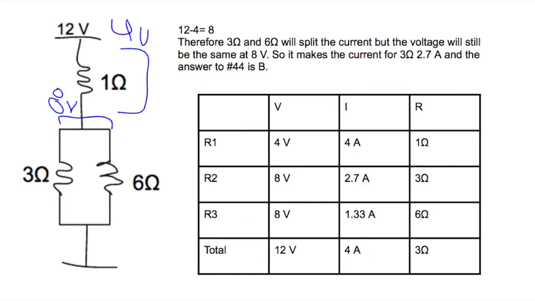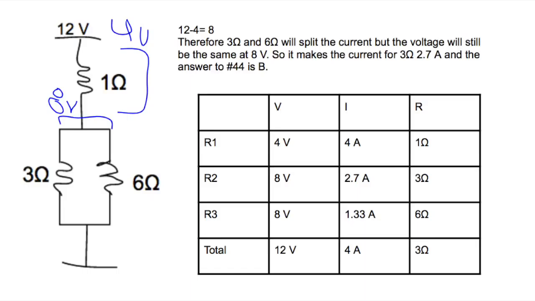Alright, so now moving on to the very last step. We will end up filling the rest of the VIR chart. So we know that the first ohm resistor has 4 volts and it has 4 amps. Therefore, if you subtract 12 volts minus 4 volts, it will give you 8. And 8 volts will be given to both the 3 ohms and the 6 ohms. And they will have the same voltage, but they will have to split the current.